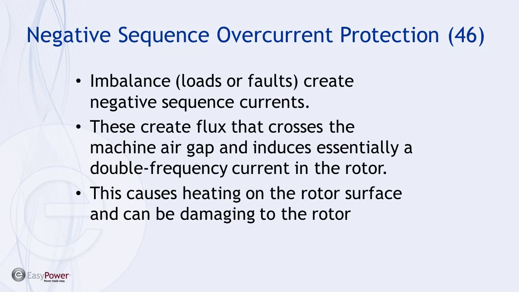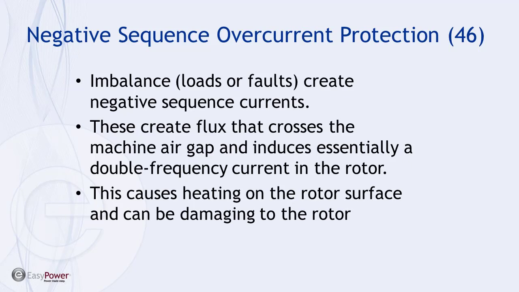Now, negative sequence currents are basically in a reverse phase rotation, phase sequence from the normal power system. It's like if your normal phase sequence is ABC, the negative sequence current is going to be ACB. And so if you look at a rotor that's spinning at synchronous speed, this negative sequence current actually appears as a double frequency. So in a 60 hertz system, that's going to look like 120 hertz when it gets to the rotor.